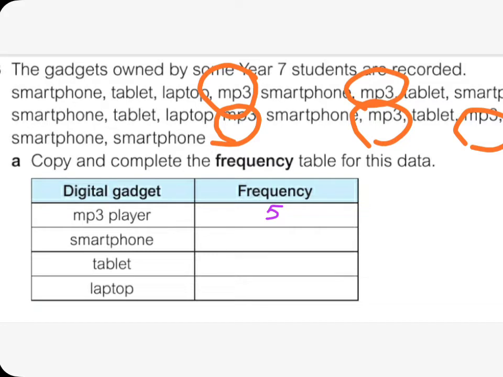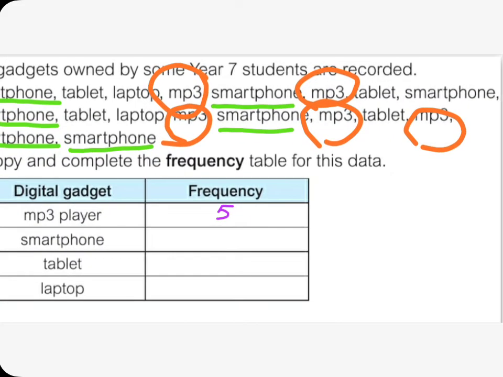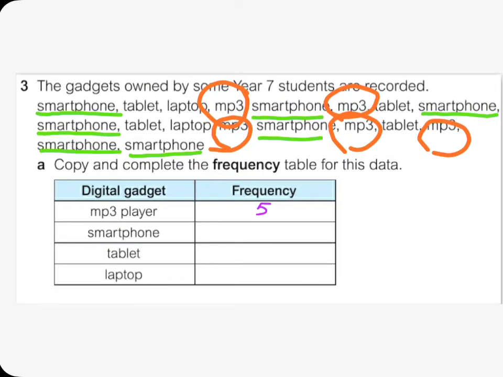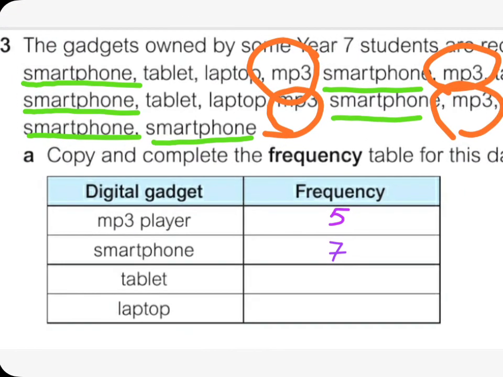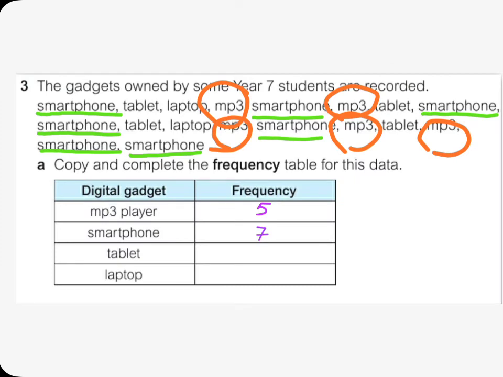Now, the smartphone, let's put another color underneath it as a line. We have 1, we have 2, we have 3, 4, 5, 6, and 7. Very good. So we have 7 lines underneath smartphones. So when we write it, we write 7 in the frequency part. Very good. And then let's take a look at the tablets.